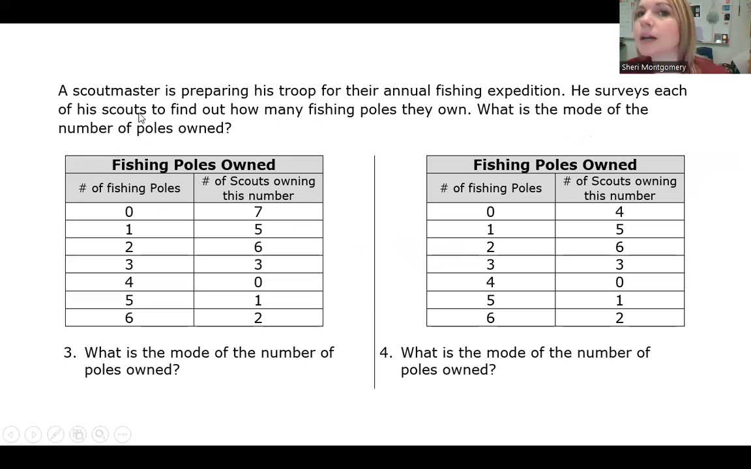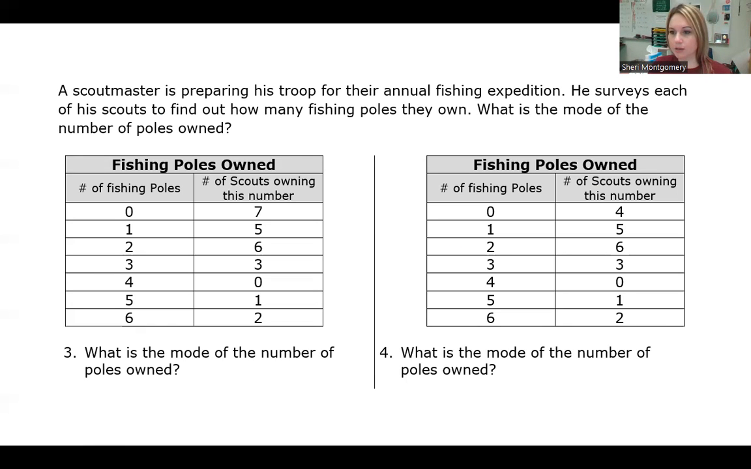The next question. This one is a lot of words and it has a chart. A scoutmaster is preparing his troop for their annual fishing expedition. He surveys each of his scouts to find out how many fishing poles they own. What is the mode of the number of poles that are owned? What's mode?